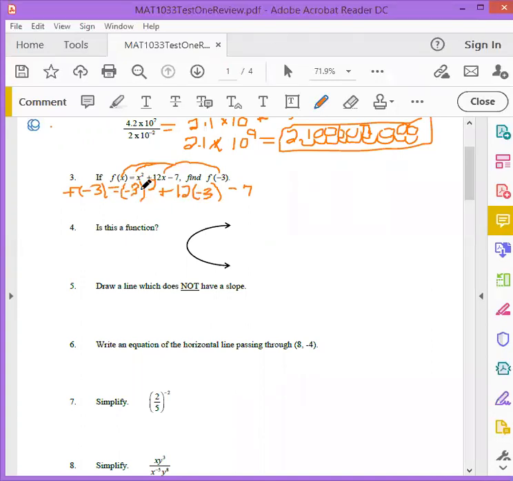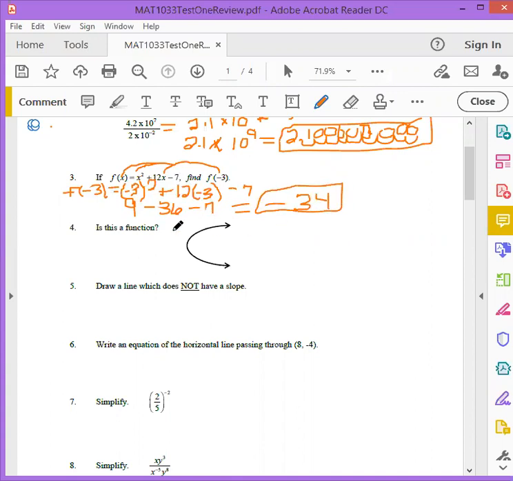All right, so we want to continue to simplify here. Negative 3 squared is 9, and 12 times negative 3 becomes negative 36, minus the 7. When we combine these terms, 9 minus 36 minus 7, we'll get negative 34.